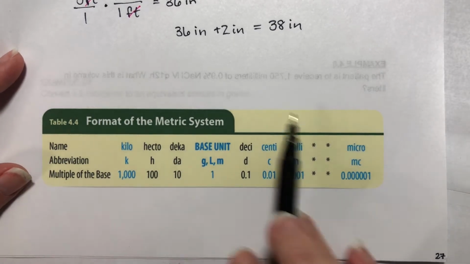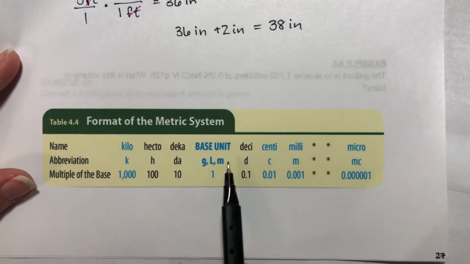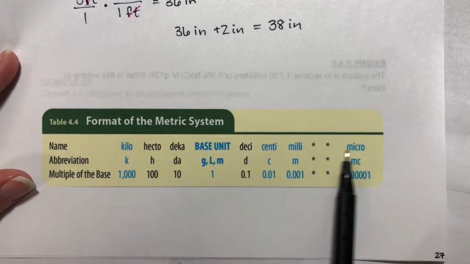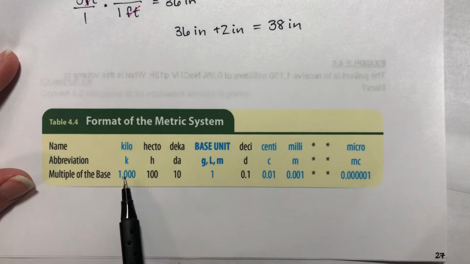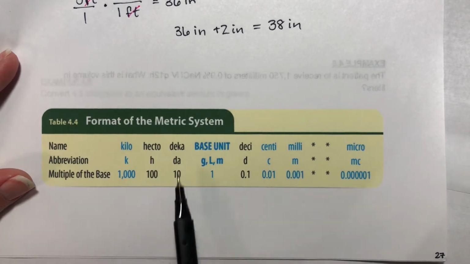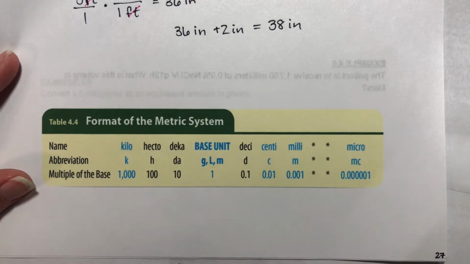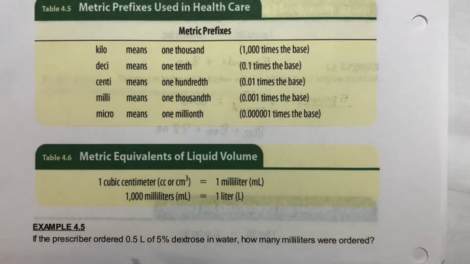Here's the basic format. Our base units are grams, liters, and meters. This is weight, this is volume, and this is length. Its base unit is 1. And then it uses all of these prefixes. Kilo means 1,000 times this. Hecto means 100. Deca is 10. Deci is 0.1. Centi 0.01, and so on. They give you more over here, and we're going to be using all of this as we go along.